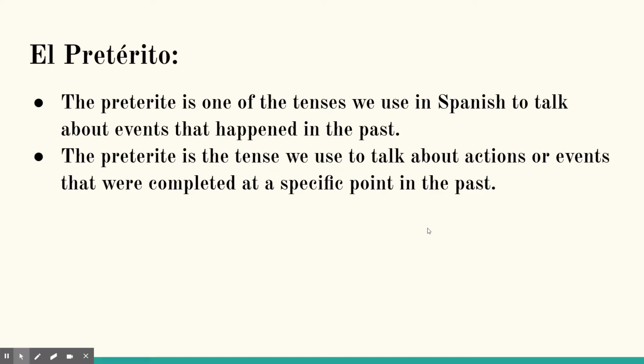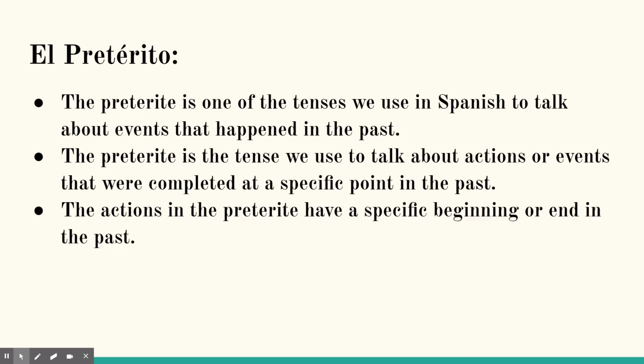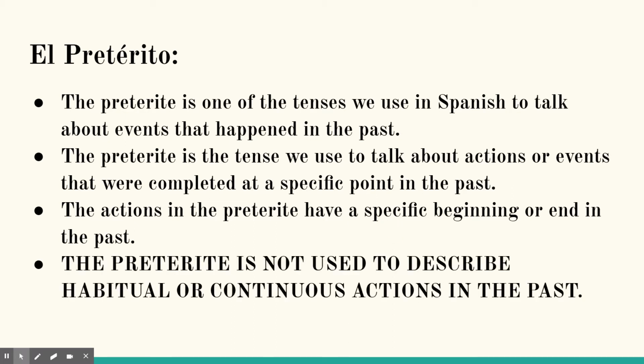Two, the preterite is the tense that we use to talk about actions or events that were completed at a specific point in the past. The actions in the preterite have a specific beginning or a specific end in the past. The preterite is not used to describe habitual or continuous actions in the past.